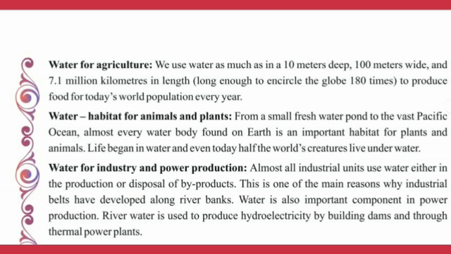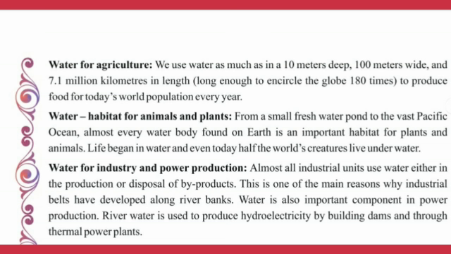Water, habitat for animals and plants. Habitat means home for animals and plants. From a small freshwater pond to the vast Pacific Ocean, almost every water body found on Earth is an important habitat for plants and animals. Life began on water, and even today, half the world's creatures live under the water.